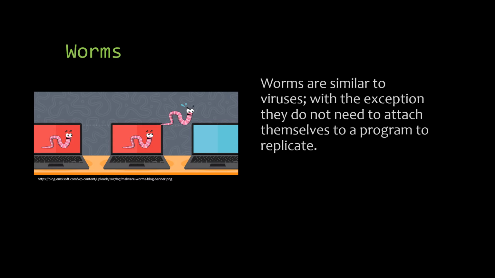Worms, these are very similar to viruses, however they don't need human interaction to be able to spread, nor do they need to attach themselves to a program. A worm will immediately start sending copies of itself to other computers on a network.